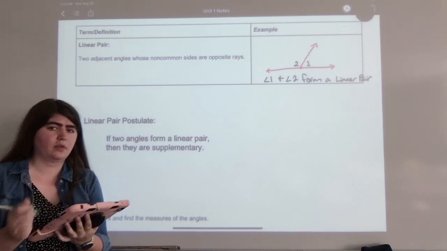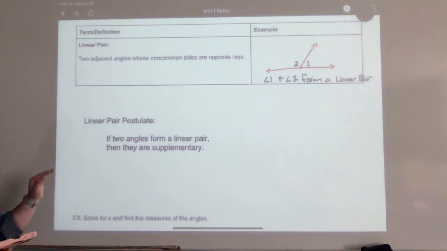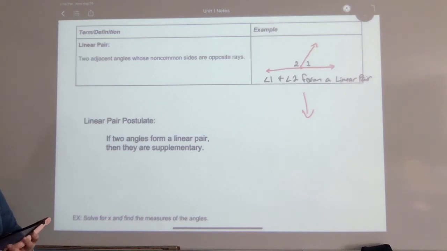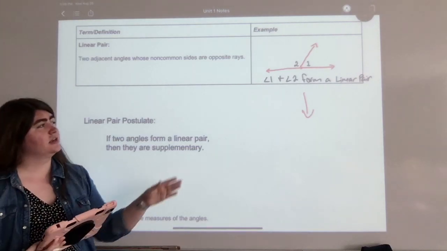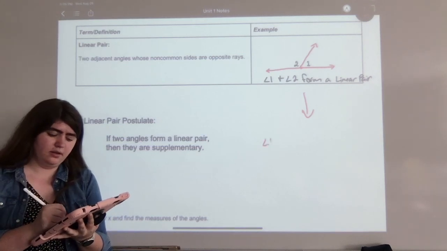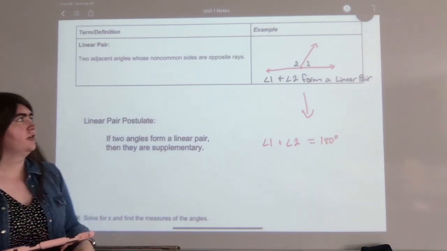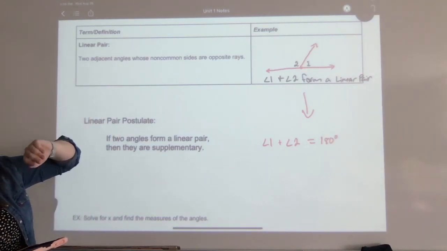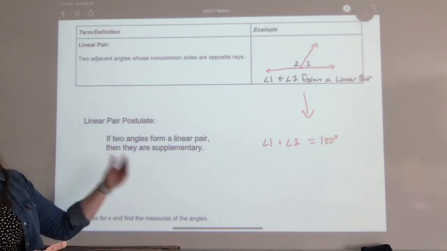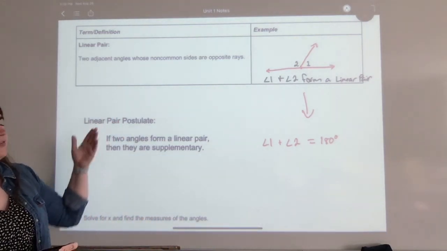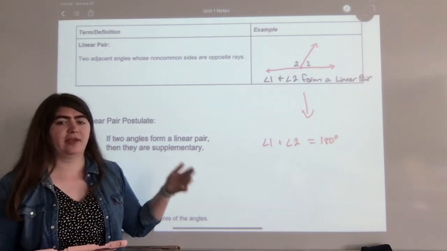All right. We also have this linear pair postulate, which says if two angles form a linear pair, then they are supplementary. We're going to go ahead and just use the image from above again. So if I were to drop that example down, then I would say that in our linear pair, angle 1 plus angle 2 is equal to 180 degrees. So linear pairs are two adjacent angles whose non-common sides are opposite rays, and they add up to 180 degrees. So it has to meet all of those requirements, and if it is a linear pair, it will meet all those requirements every single time.